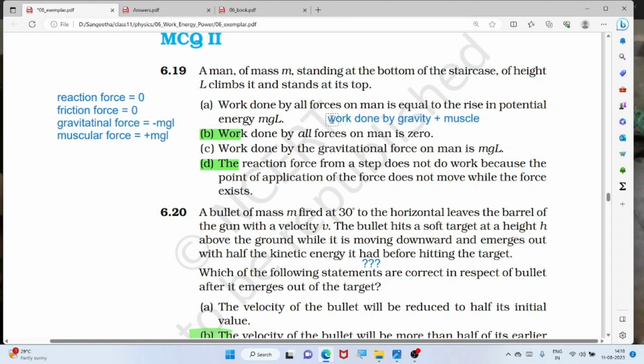Work done by all the forces on the man equals the rise in potential energy. No, that is not correct. Work done is against gravity. Work done by all forces on the man is zero. The reaction force from the step does not do any work because the point of application of the force does not move. Here the steps are not moving, so it does no work.